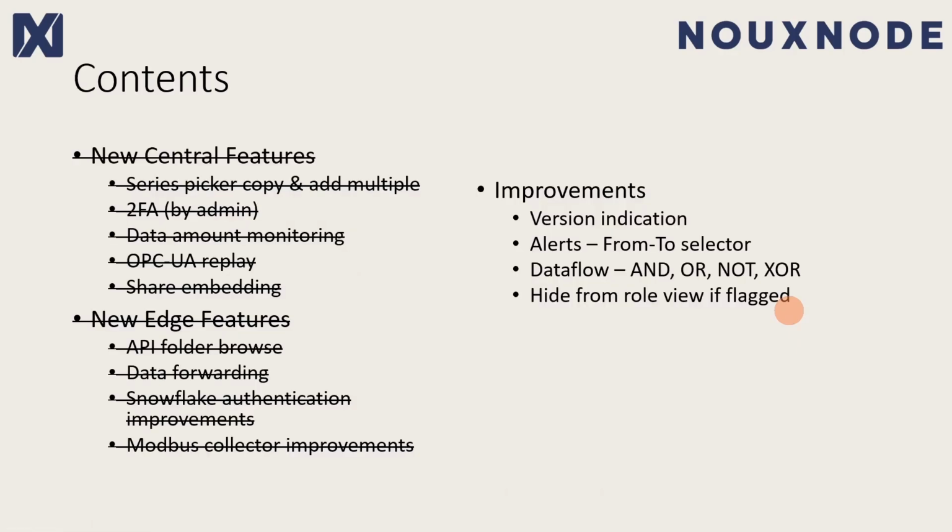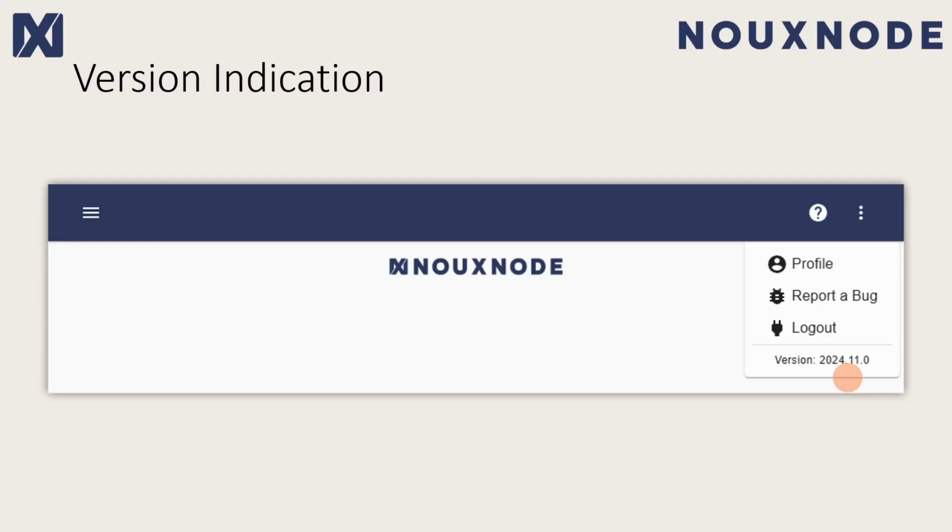So that was the new edge features, and then some smaller improvements, starting with the version indication. Here in the banner under the three dots where you have these options available, this version is now also indicated, so it's easier to keep track of what version is running. If you are using both our demo and our prod version, you can see how they go: each release we bring in something new, and it's easier to control where you are and what version you are using.